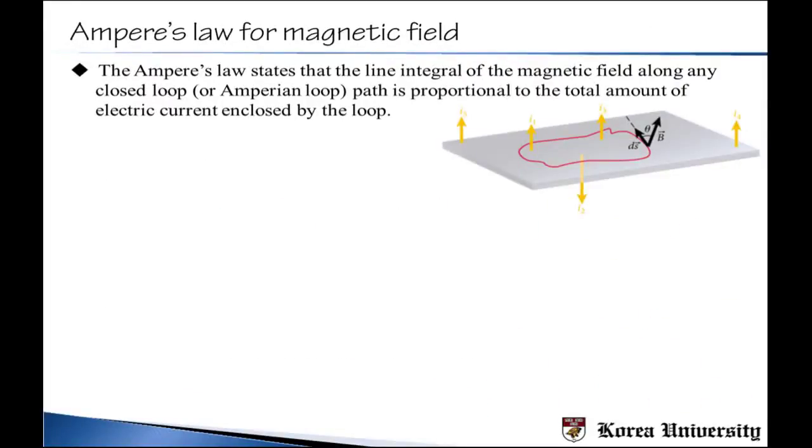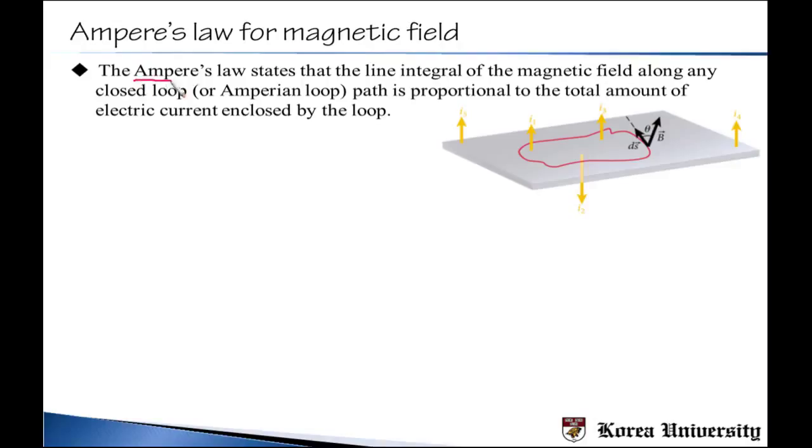The Biot-Savart law is in fact a very powerful law from which you can calculate the magnetic field for any configuration of current distribution. But sometimes the integration may be very difficult, right? So let me introduce you to another law which can be very convenient when you try to calculate the magnetic field, and it is Ampere's law.